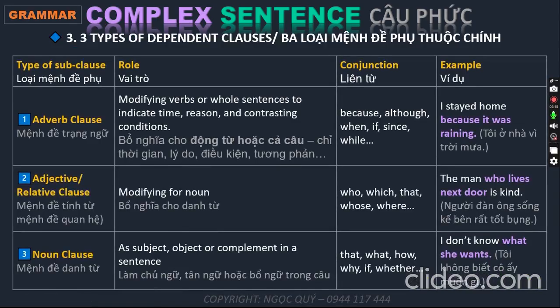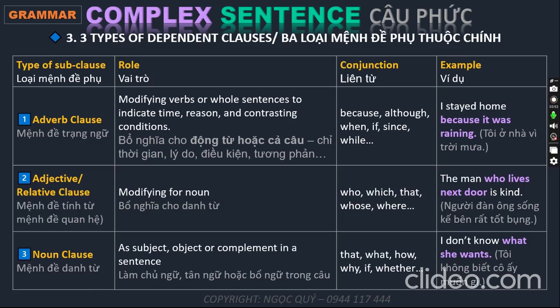And there are three types of dependent clause. Adverb clause: modifying verbs or whole sentences to indicate time, reason, and contrasting conditions. Conjunctions: because, although, when, if, since, while. For example, I stayed home because it was raining.